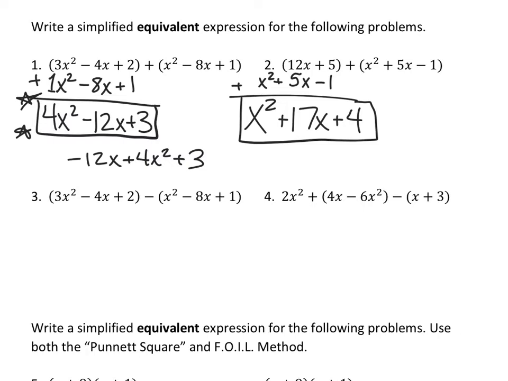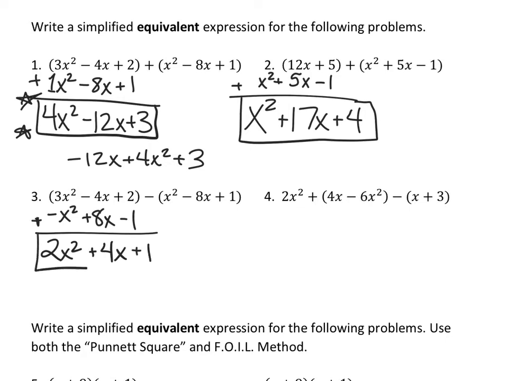Number 3 is yours. If we're lining up the opposites, underneath the 3x squared should be what? Negative x squared, or negative 1x squared, because it's the opposite. What should be underneath the negative 4x? Positive 8x. The opposite, positive 8x. And then I have a minus 1. Now I'm adding these together. Combining like terms is adding whatever sign they are. So 3 plus a negative 1 is 2x squared. And negative 4 plus 8x is 4x. 2 plus negative 1 is 1. So the difference here is 2x squared plus 4x plus 1.